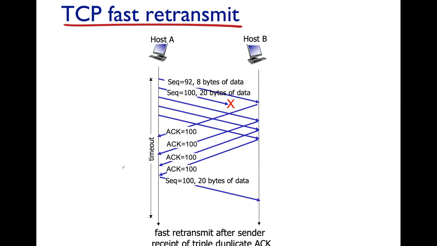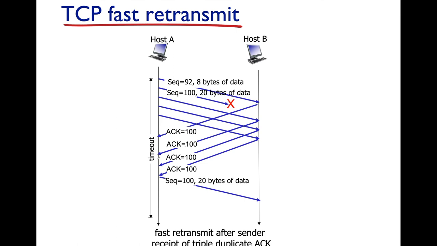Imagine we have a window of five packets, and we send the first packet, sequence number 92, and the second packet, sequence number 100, containing respectively 8 bytes of data and 20 bytes of data. If that second packet, sequence number 100 with the 20 byte payload, is lost, what happens? So you send the first packet and you get back an ACK of 100. The next expected sequence number is now 100. Now this second packet is lost, and then you send the third, the fourth, and the fifth. Each time you send these, you're going to get back ACK 100, ACK 100, ACK 100. It's telling you, no, this is what I'm expecting next. And so here, you notice you have three duplicate ACKs.